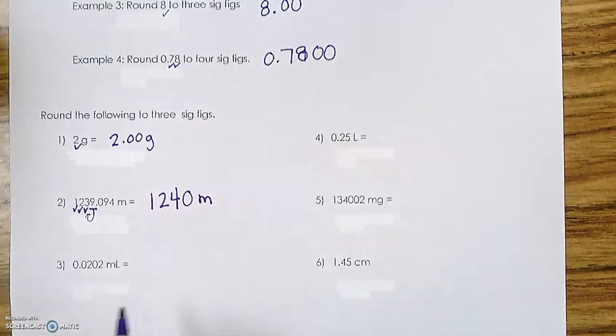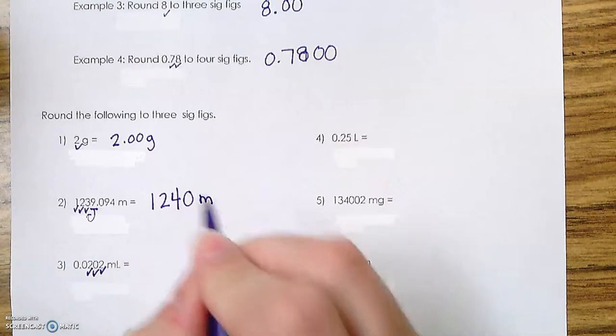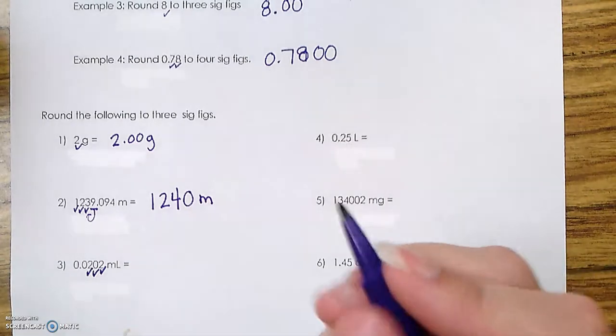Now let's look at this last one. We got several numbers here, so we're going to use our process to see which ones are significant. I'm going to start on my left. Nope, nope, yes. 1, 2, 3. It stays the same.